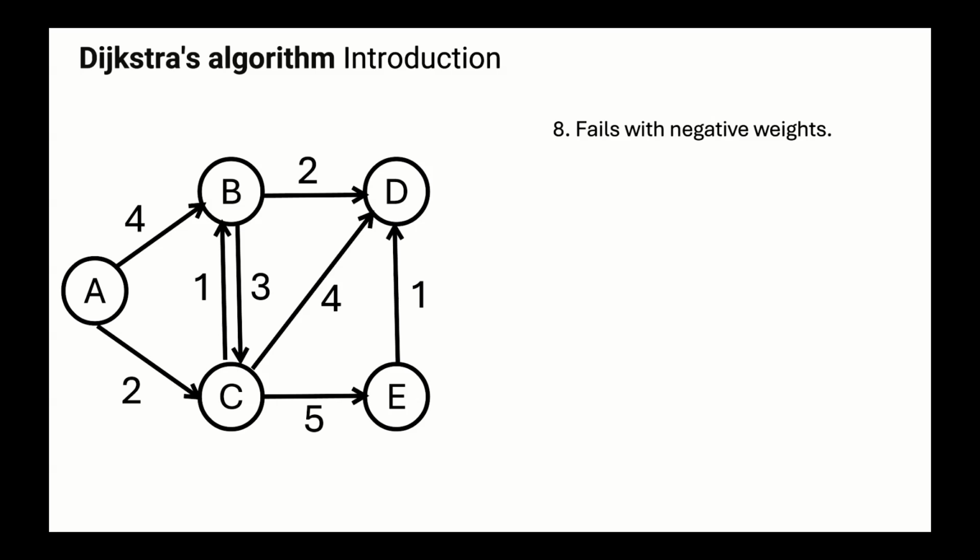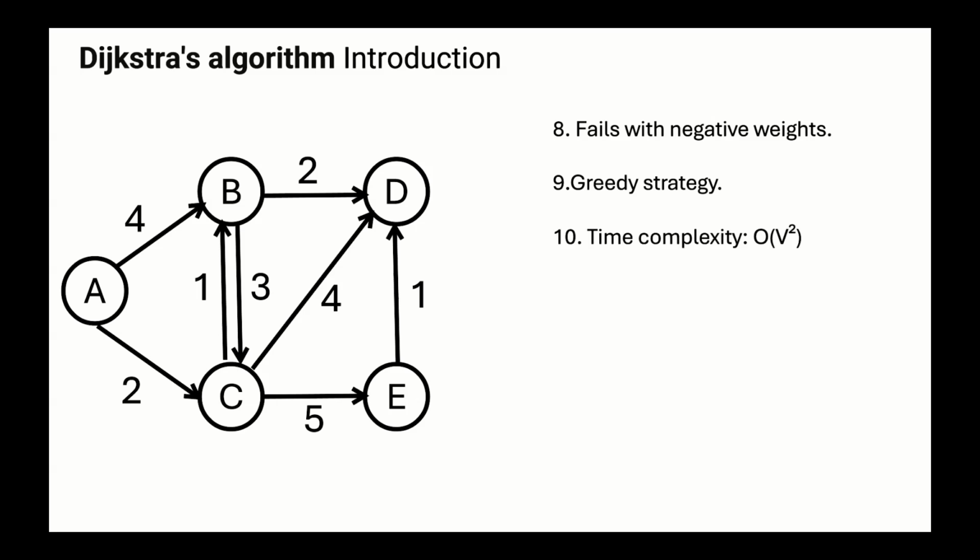Dijkstra's algorithm works only with positive weights, as it fails with negative values. It follows a greedy strategy by selecting the node with the smallest tentative distance. This guarantees the globally optimal shortest path.